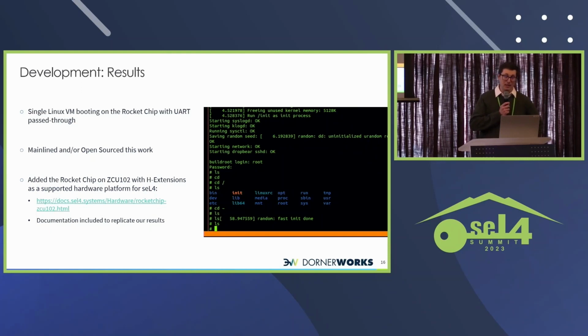And then besides that, we also included a bit of documentation update. We added the Rocket Chip on ZC102 with hypervisor extensions as a supported platform. If you go look at it, you can actually see two entries. They look almost exactly the same, except one has VMM support, and it goes to a different page with different instructions.